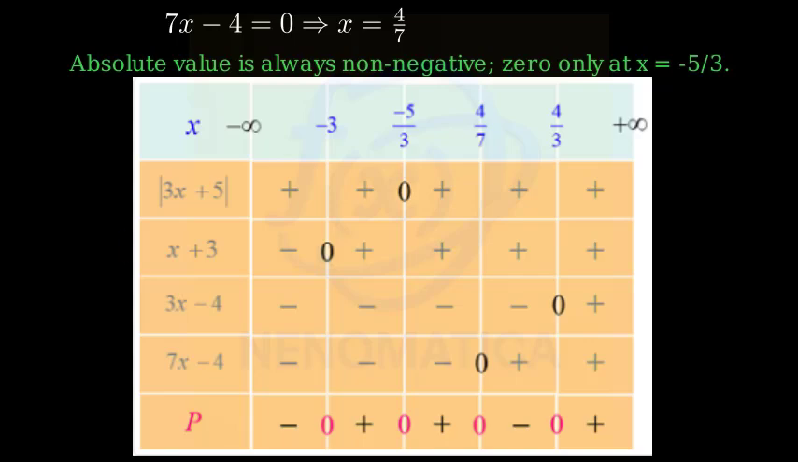Here is how the signs are determined. The absolute value row is positive everywhere, with a single 0 at x equals -5/3. The x plus 3 row changes sign at x equals -3. The 3x minus 4 row changes at 4/3. The 7x minus 4 row changes at 4/7. Multiplying the signs gives the product row. Notice that capital P equals 0 at all four roots, and otherwise follows the product of signs in the intervals.